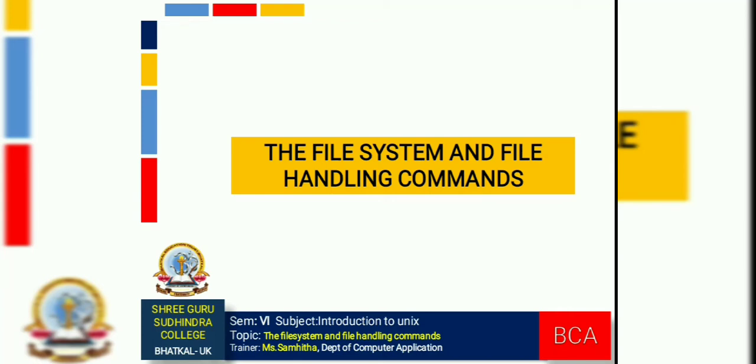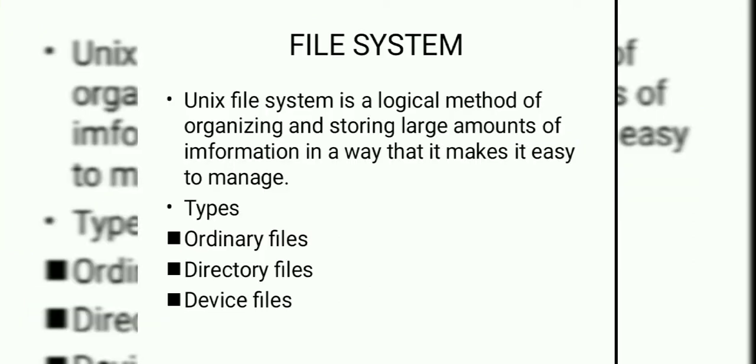Welcome to the revision session on Chapter 2, the File System and File Handling Commands. A file system is a method of storing and organizing computer files and the data they contain to make it easy to find and access them. It is a special purpose database for the storage, organizing, manipulation, and retrieval of data.